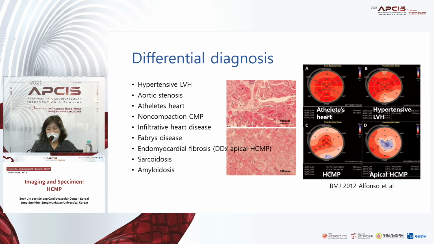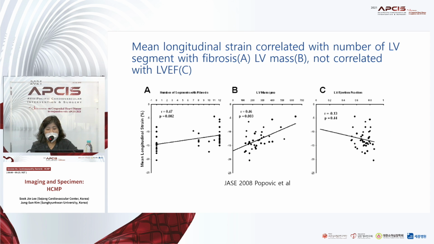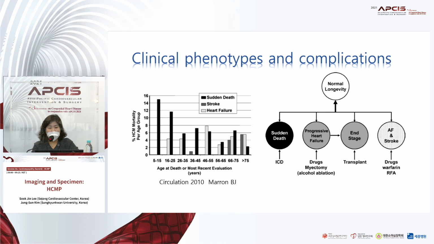And when we apply speckle echo strain, compared to athlete's LVH and hypertensive LVH, hypertrophic cardiomyopathy shows decreased longitudinal strains, as you see here. And on the right lower side, apical HCMP has a more severely decreased strain, especially in the apex. And this strain was correlated with the number of segments with fibrosis and mass, as you see here, not with LVEF.